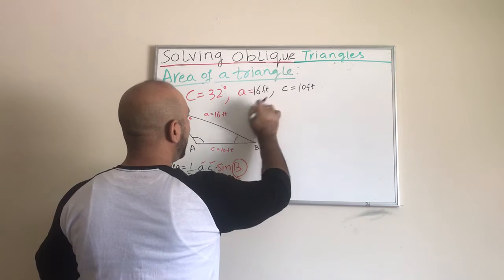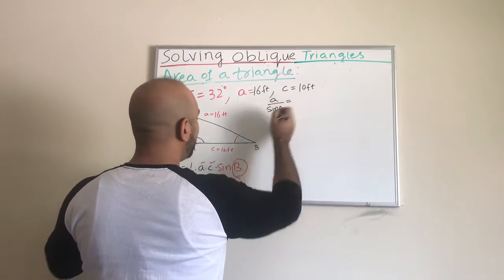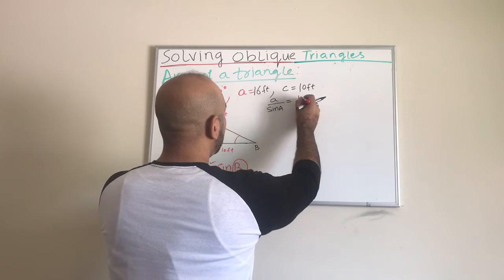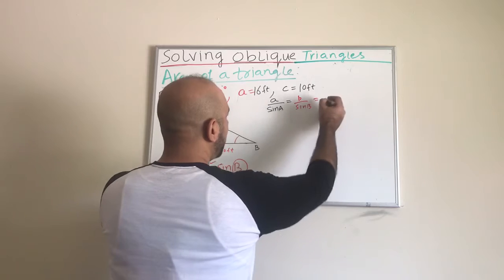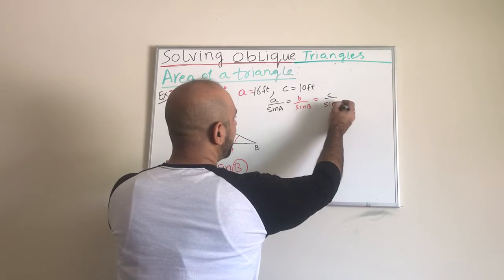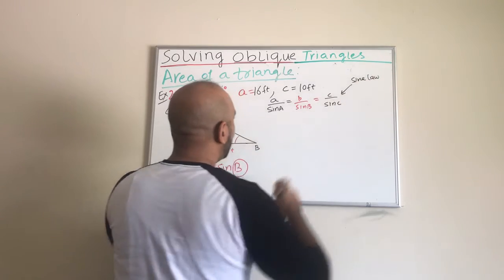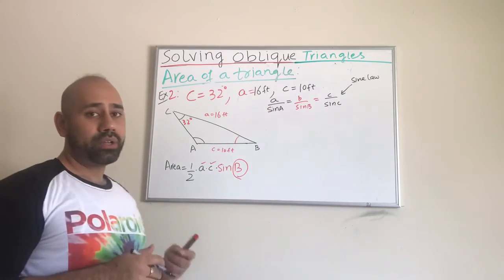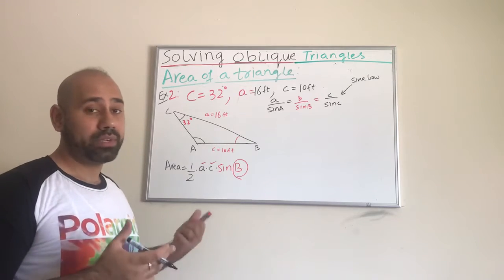Writing the sine law for this is pretty simple. Let us use A over sine A. We know A over sine A is going to be equal to B over sine B, and that is going to be equal to C over sine C. That is the sine law, one of the ways of writing the sine law. So let us now substitute the values that are already provided, and then we can see what the missing pieces are and if we can actually figure those out.